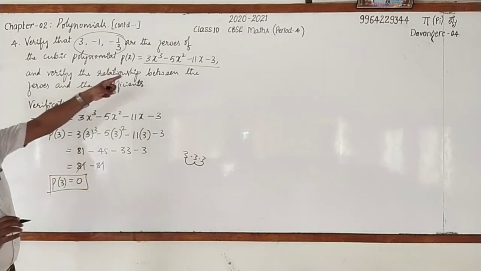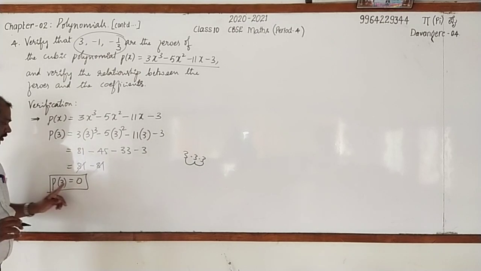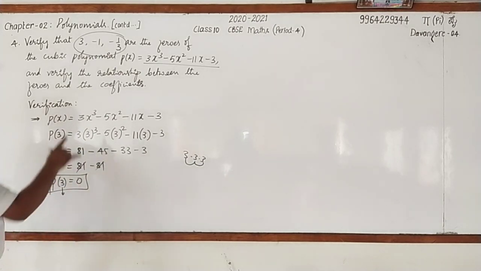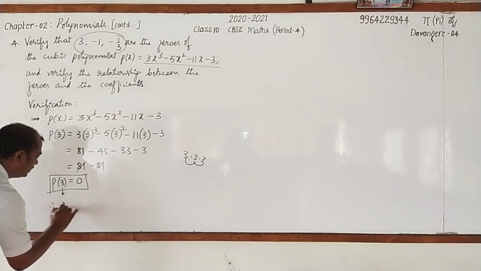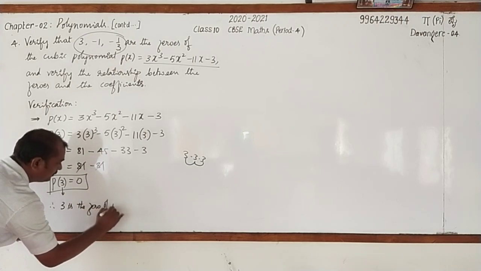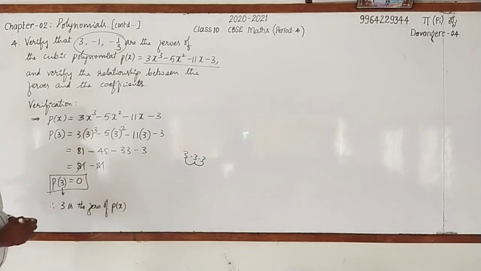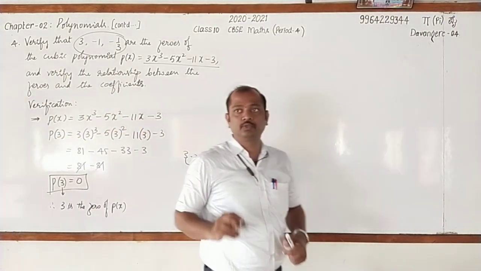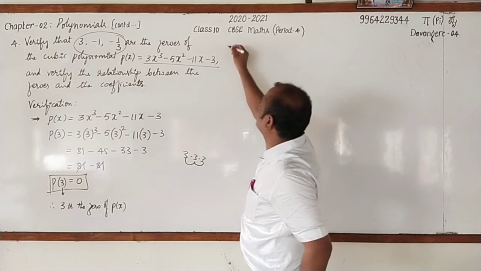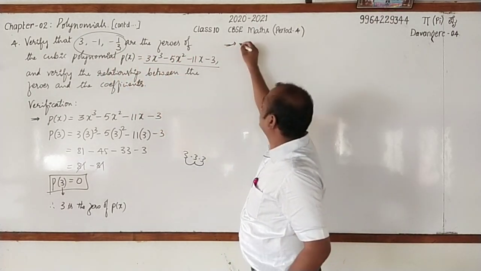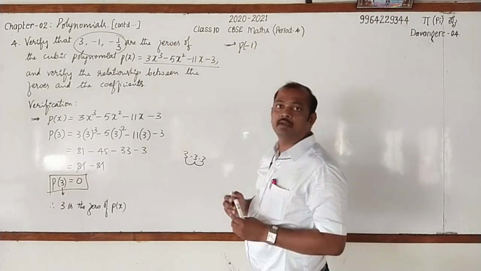The value of the cubic polynomial is 0 when x is 3. Then what do you say about 3? It is called the zero of the given polynomial. Here I write, therefore 3 is the zero of P(x). Similarly, I go for verifying the other two numbers. The other two numbers are, look here, minus 1 is there. It is P(−1).